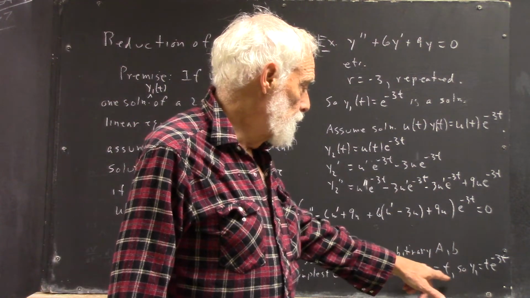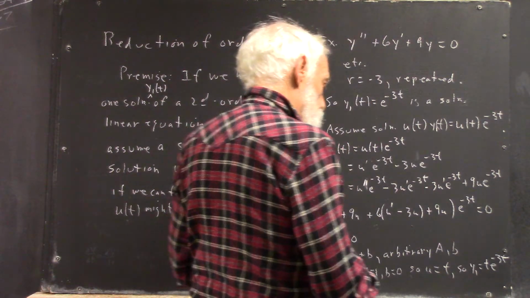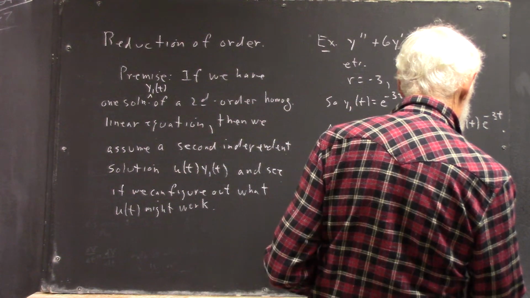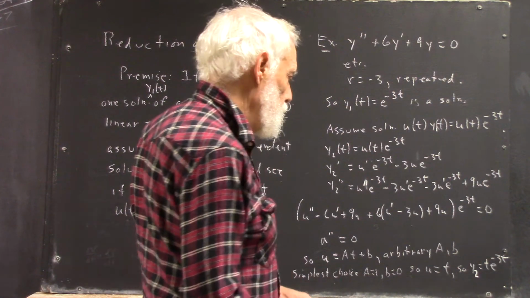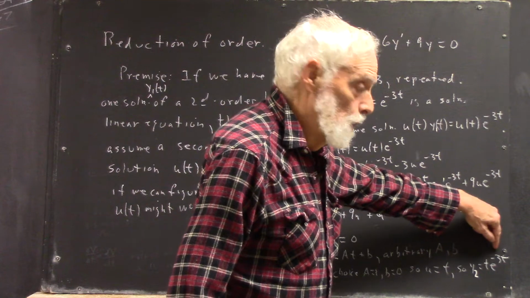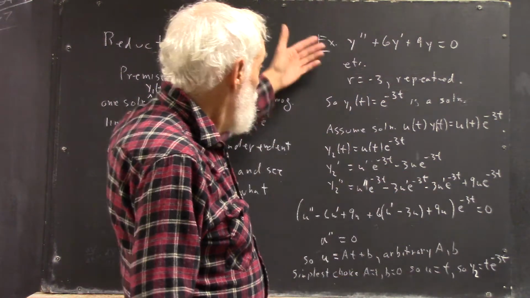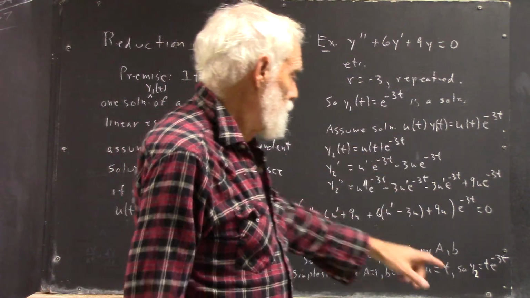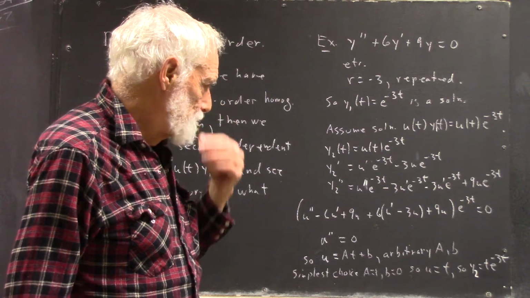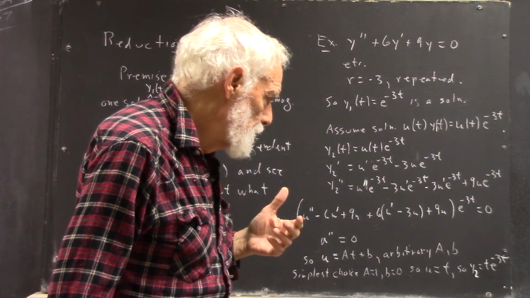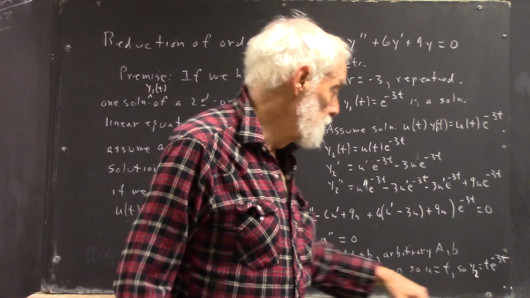We let u equal t so that y2, I wrote that wrong, it's y2, equals t e to the negative 3t. There's our u, y1 of t. And now we've got our solution set, and that explains how we could have arrived at putting the t in front of the first solution to get the second solution with repeated roots.